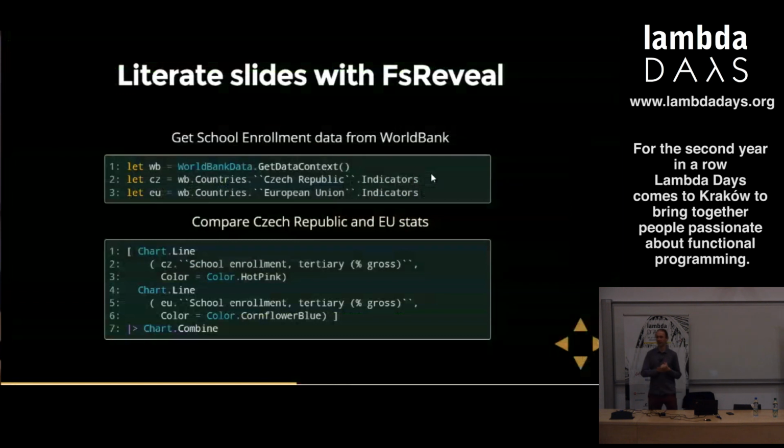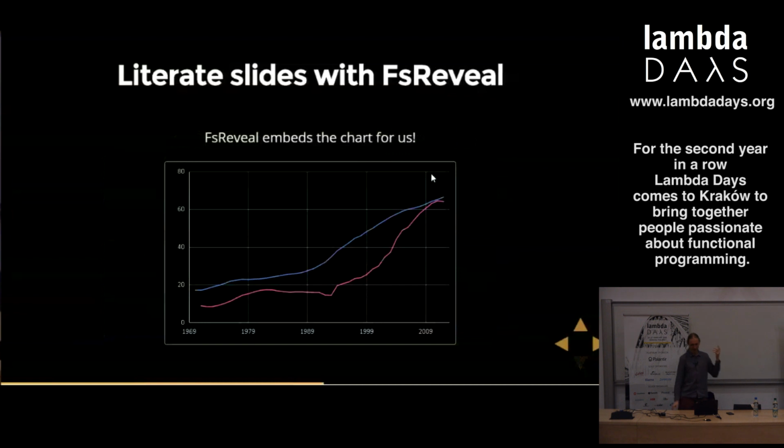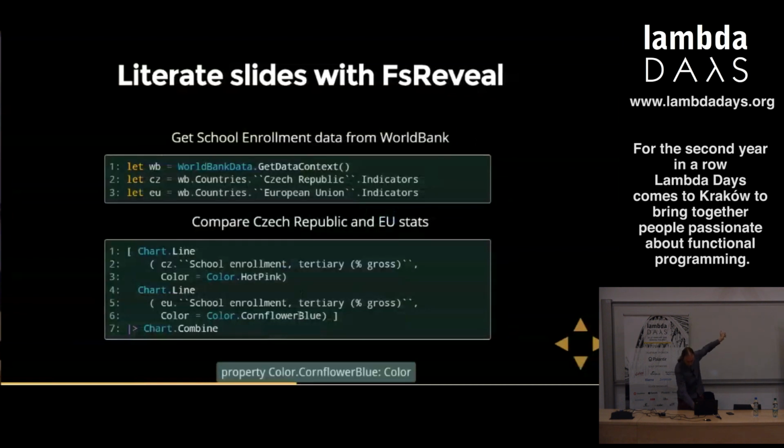So the next thing I have here is embedding charts, and here I'm using the World Bank type provider. So I say World Bank, and then I access countries, Czech Republic and European Union, and then I'm creating a chart that contains how many people go to universities in Czech Republic and in the EU. This is motivated by some Czech politicians who said that there's too many people in Czech Republic who go to universities, and we need to fix that. And actually, it turns out that, here, European Union is blue.